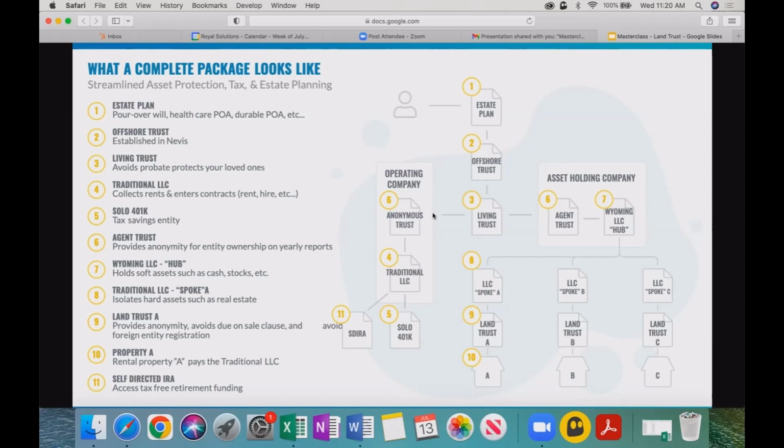So on notes, it could be a servicer of notes. On hard assets, it could hire contractors. It could enter into leases.